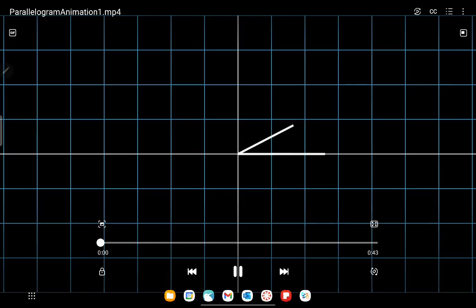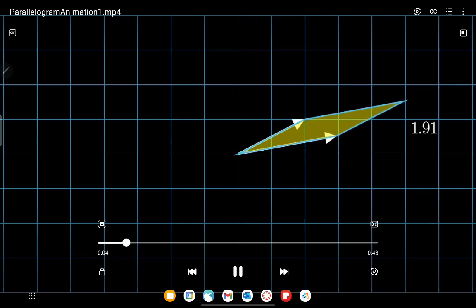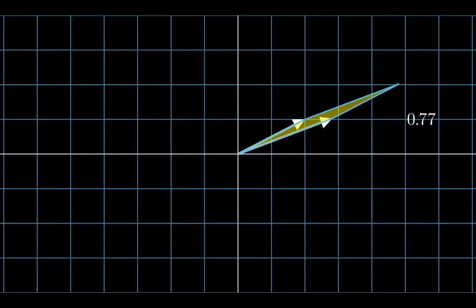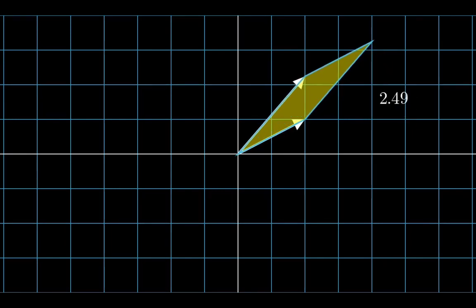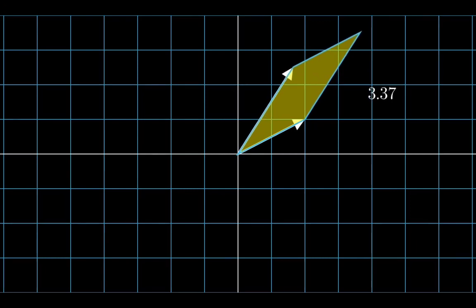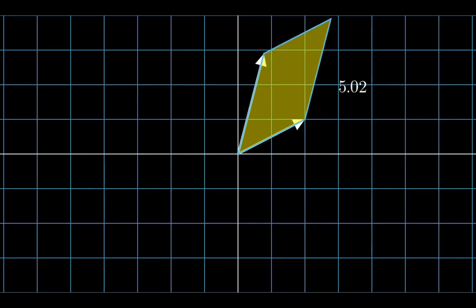Alright guys, so in this animation I have two vectors. These vectors define a parallelogram. This number is the area of the parallelogram, and you can see as the vectors become parallel, the area went to 0. Now as we're increasing the angle between the vectors again, the area is going up, it's going up, it's going up.